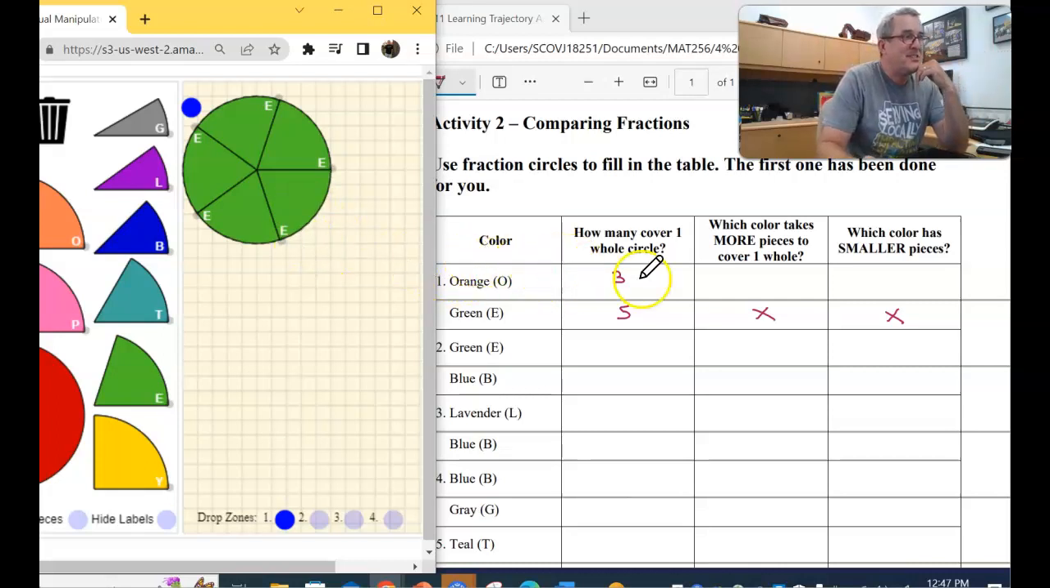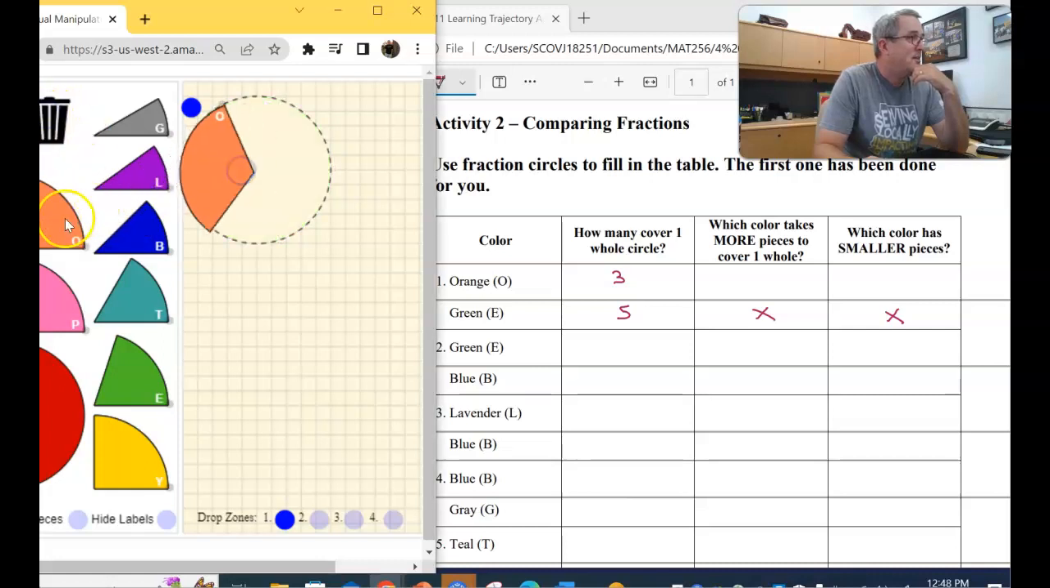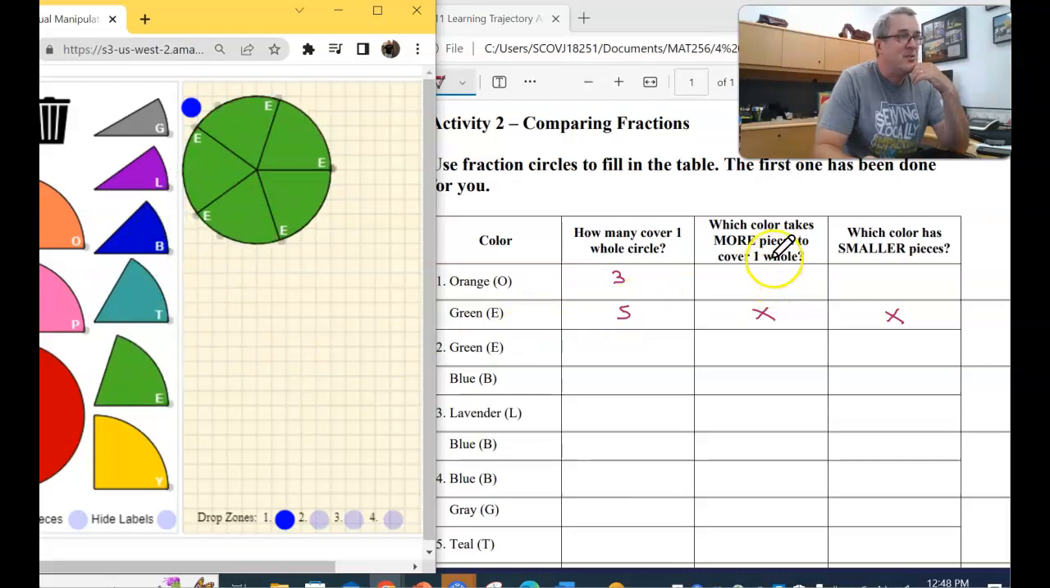And so this one was designed, as you can see from the first one, so that students are working with the manipulatives. I know you can't quite see them all over there, but they're seeing, first of all, how many oranges cover a whole circle. Well, oranges are thirds, so it takes 3 to make a whole circle: 1, 2, and 3. It takes 5 greens, 1, 2, 3, 4, 5, to make a whole circle. And so which color takes more pieces? The green. Which one has the smaller?